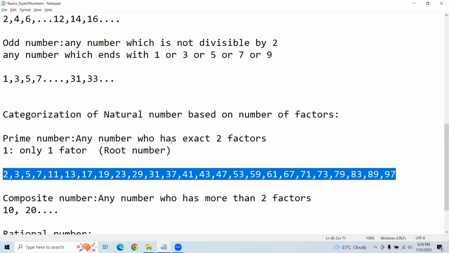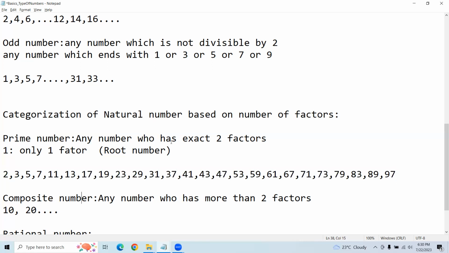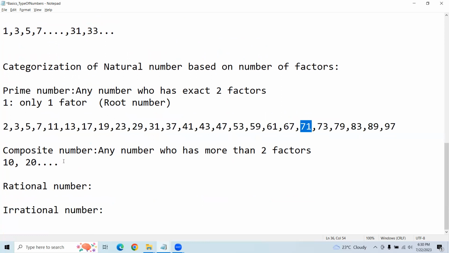And when you know the tables properly, you will be able to find out whether a given number is prime or not by looking at it. Like if I look at the number 71, if I know the tables from 1 to 30, I know that 71 is not coming in any of the tables. So I can easily figure out that it is a prime number. And whenever it has more than 2 factors, it is a composite number.